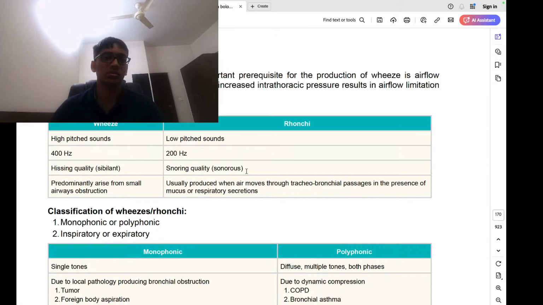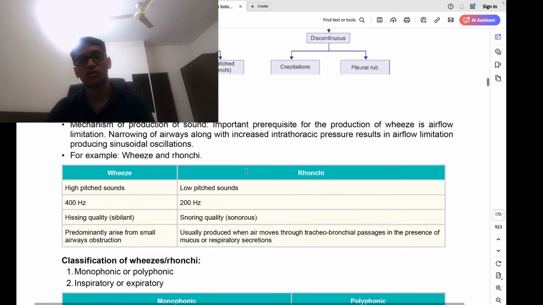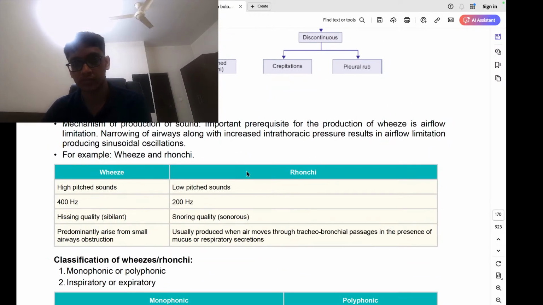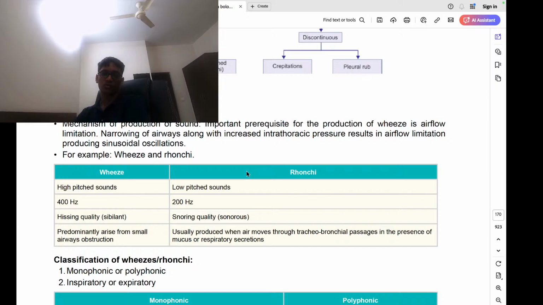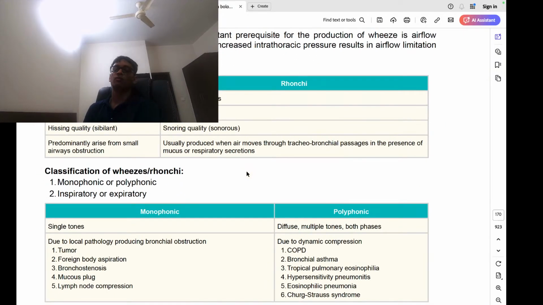Continuous adventitious sounds last for more than 250 milliseconds and are musical in quality. An important prerequisite for the production of wheeze is airflow limitation. Narrowing of the airway along with increased intrathoracic pressure results in airflow limitation producing sinusoidal oscillations. Examples: wheeze and rhonchi. Wheeze is a high pitch sound, 400 Hz, with a hissing, sibilant quality, and predominantly arises from small airway obstruction.